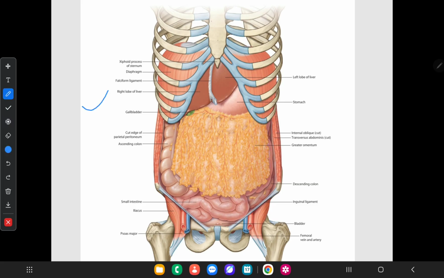Here, if this is the stomach and this is the greater curvature, and it extends below like this, and then after it attached to the greater curvature of the stomach, it comes down and then again goes back towards the posterior abdominal wall. I will show you a clear diagram.